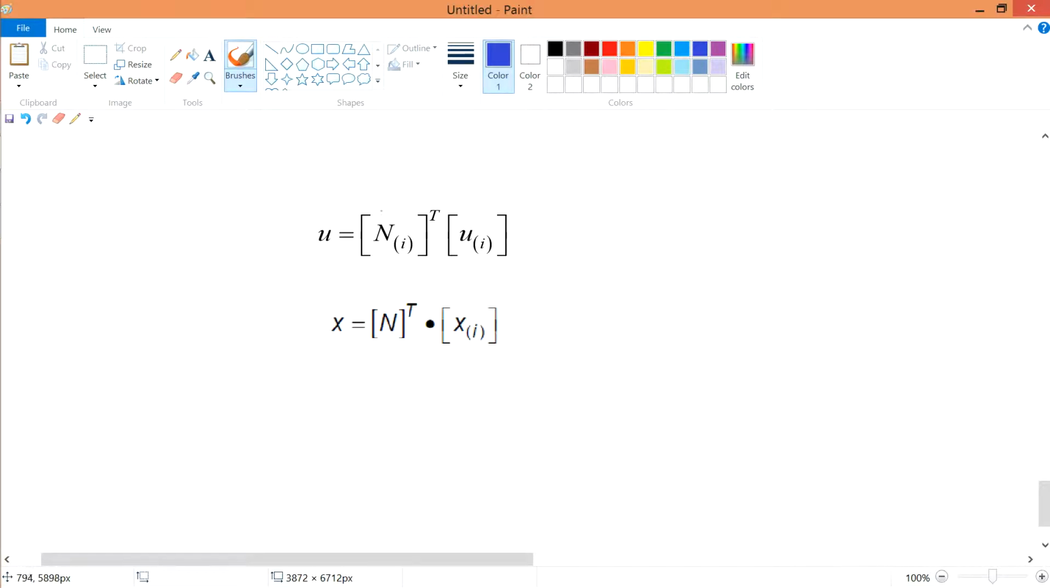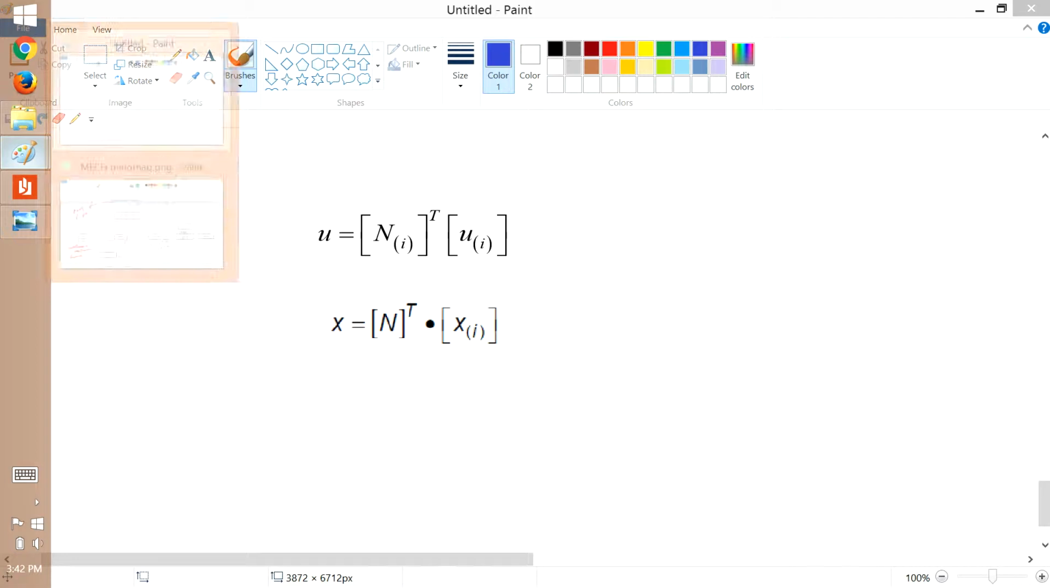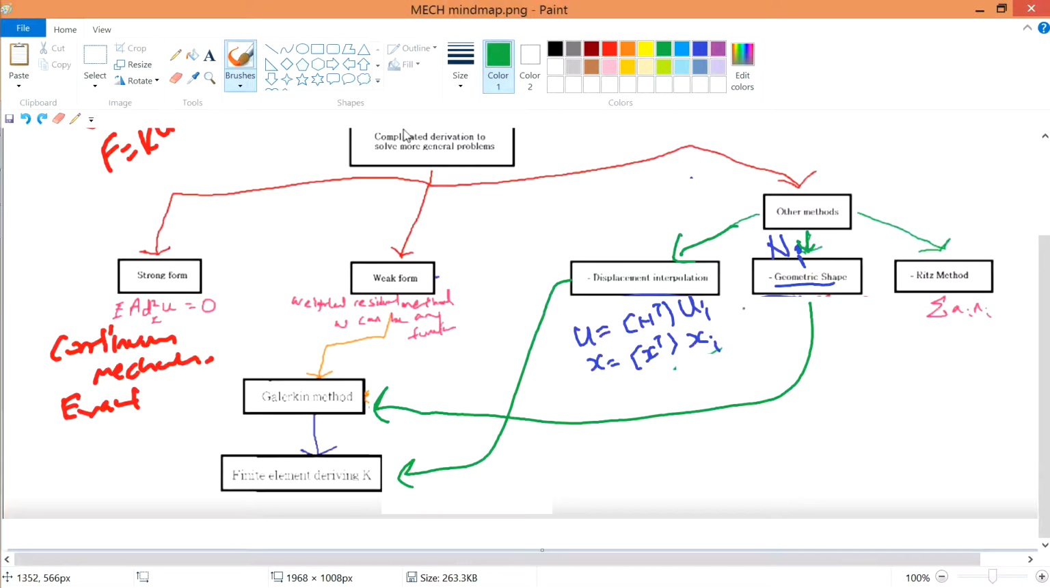Alright, just to recap, this whole equation over here, if you still remember, we're talking about u interpolated into x, and then from here over here we interpolate x into the c function. Alright, and these are all interpolation equations. If you go to the mind map itself, this is talking about the displacement interpolations also.